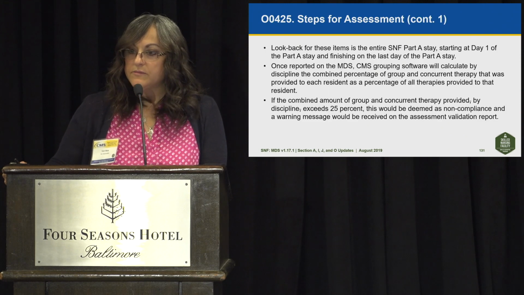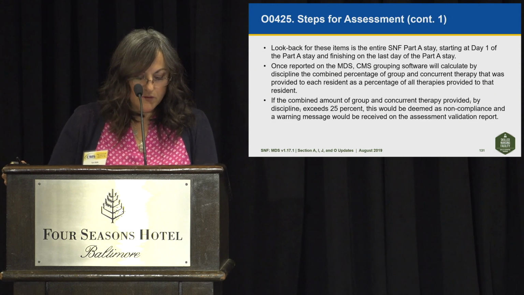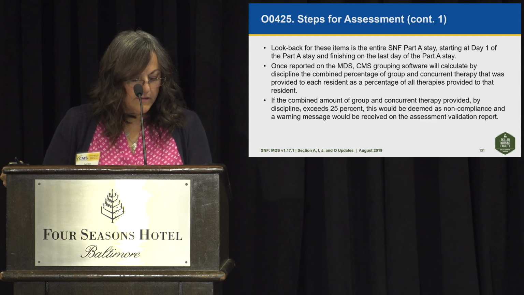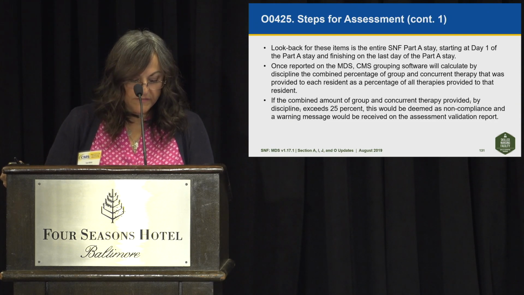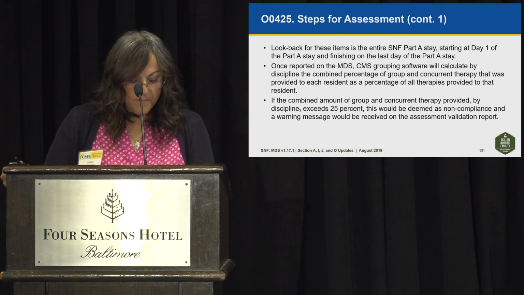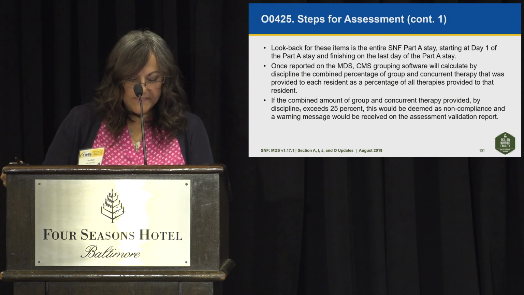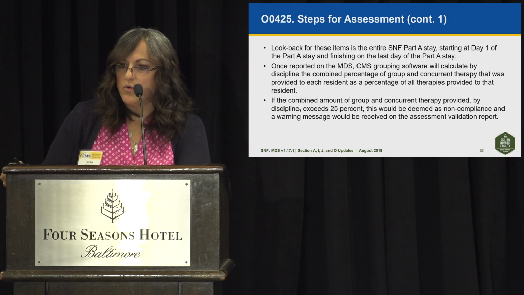Since this item captures the entire stay, we'd be looking to obtain this information starting with day 1 all the way through to the last day of the Part A stay. So all of your calculations will be completed on the back end of your software generally, with the result being a percentage of all therapies provided to the resident. If the combined amount of group and concurrent by discipline is over 25%, it would be deemed as non-compliant, and you'd receive a warning message on your validation report about that.